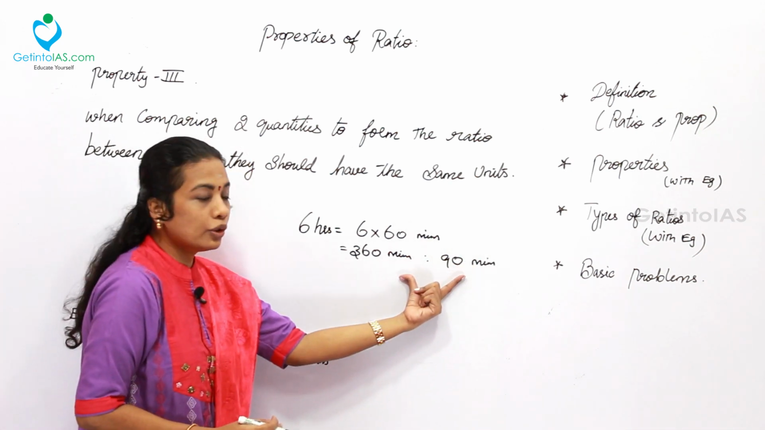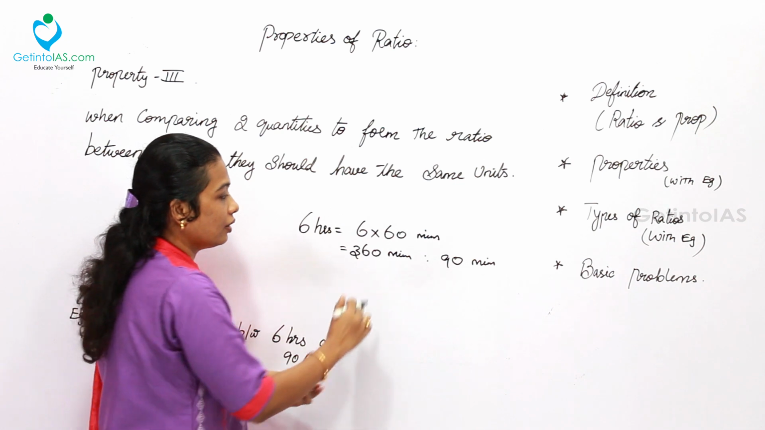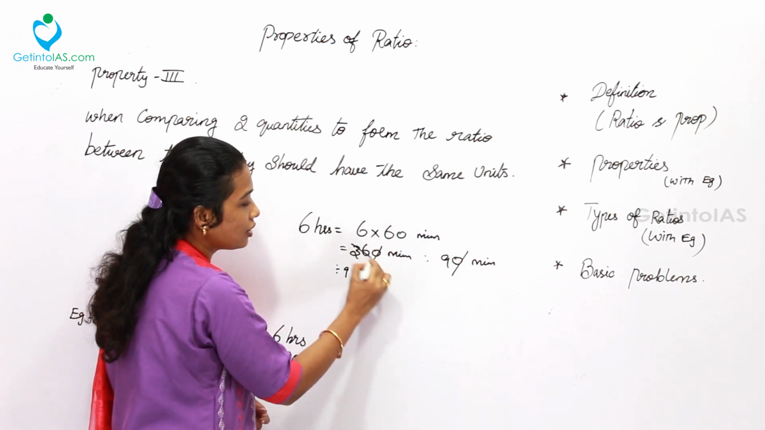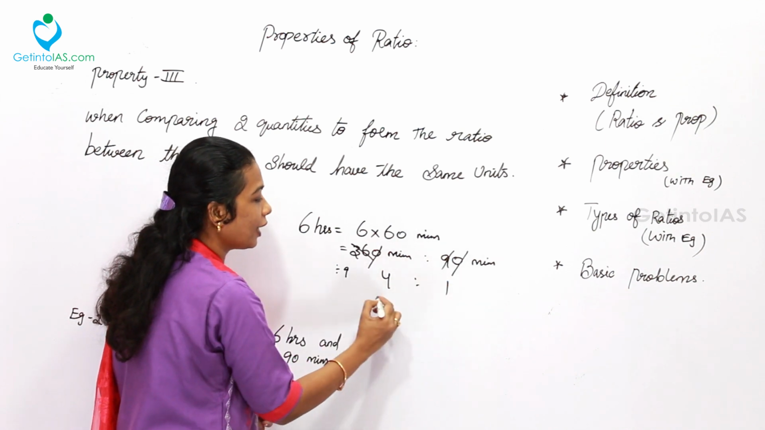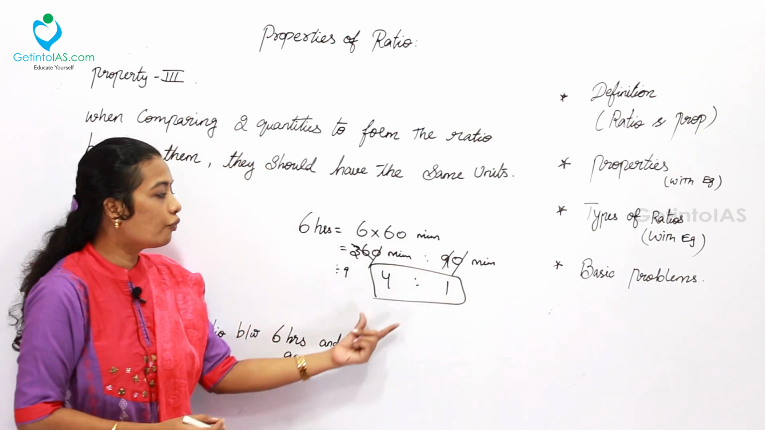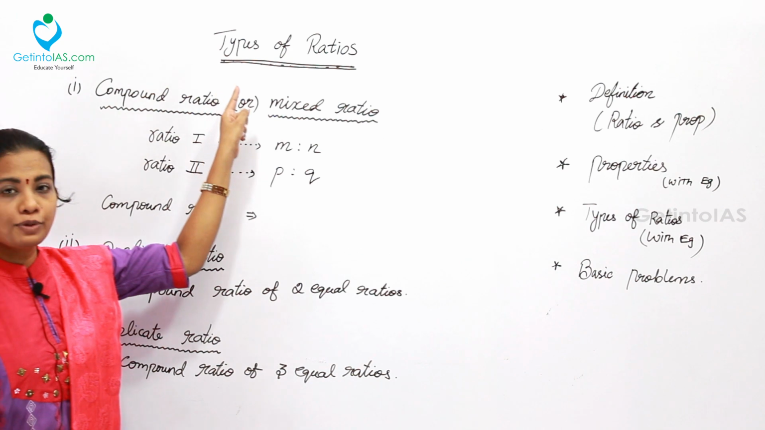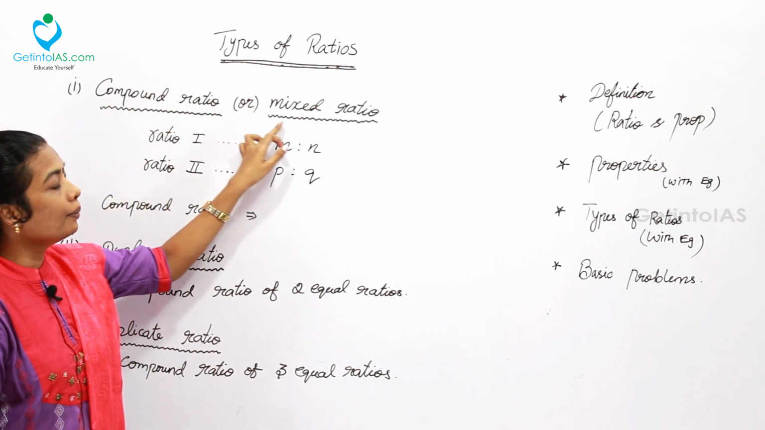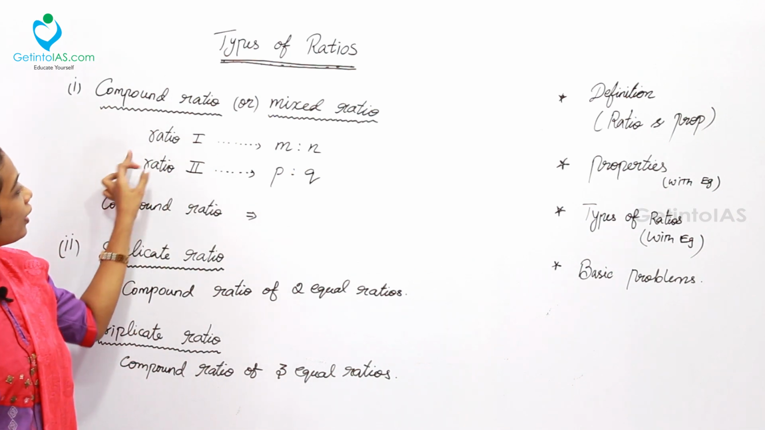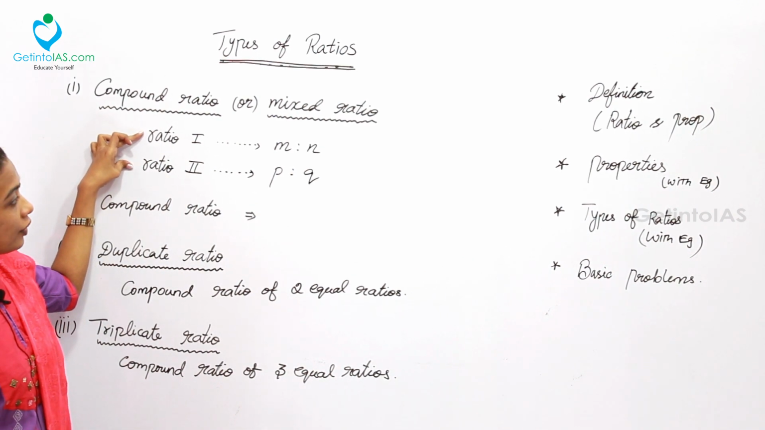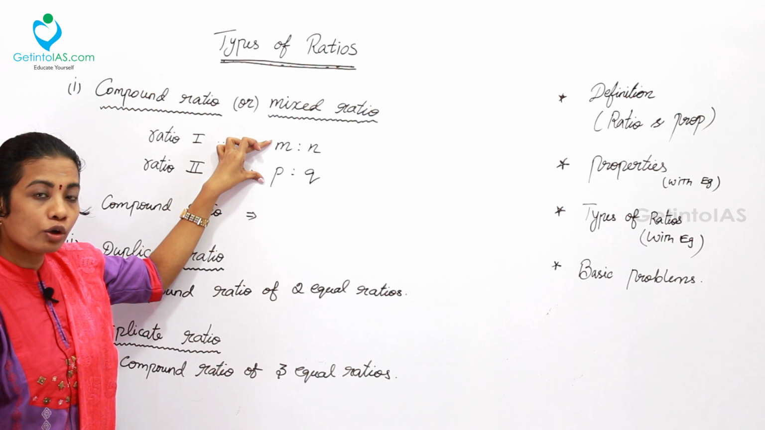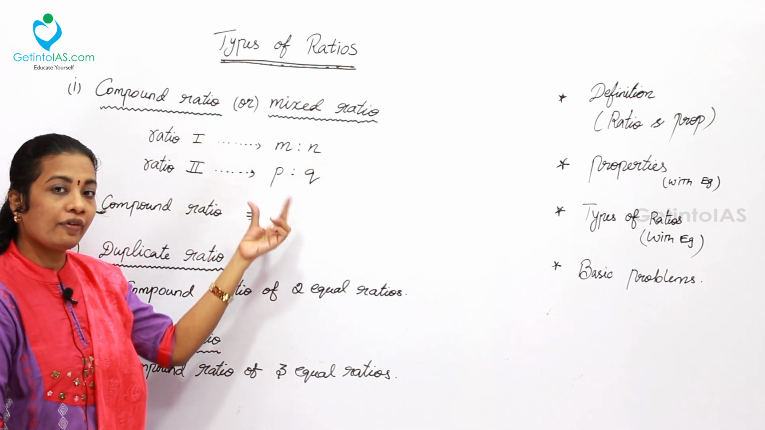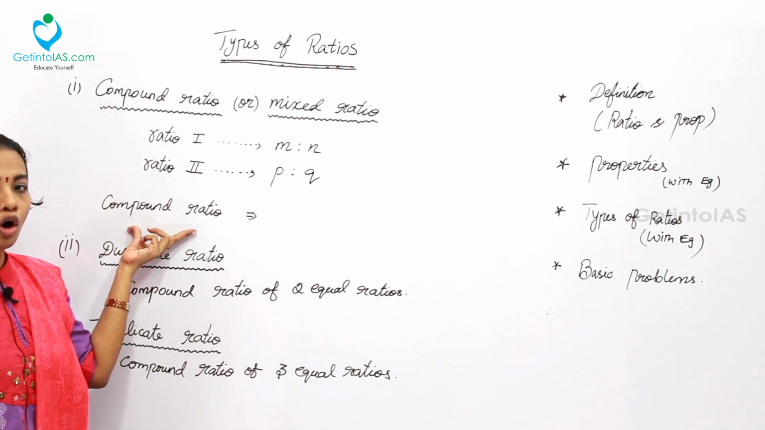So both the units are the same. Now you can proceed. 0, 0 cancelled. Divided by 9, this is 4 times and this is 1 time. The final ratio for this is 4:1. Types of ratios. The first one is compound ratio or mixed ratio. That is, you take two ratios and take the product of their antecedents and the product of their consequents. The final resulting ratio is known as the compound ratio.